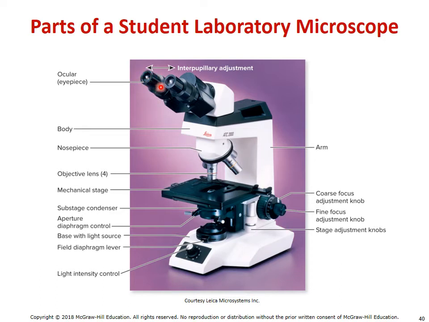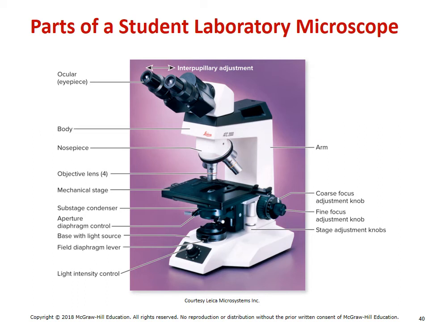The ocular or eyepiece should always be 10, and then the objective lens. There are multiple objectives, but you only look through one at a time based off of which one's clicked into position. Notice the different sizes include 4, 10, 40, and 100 times objectives, and these help with magnification.